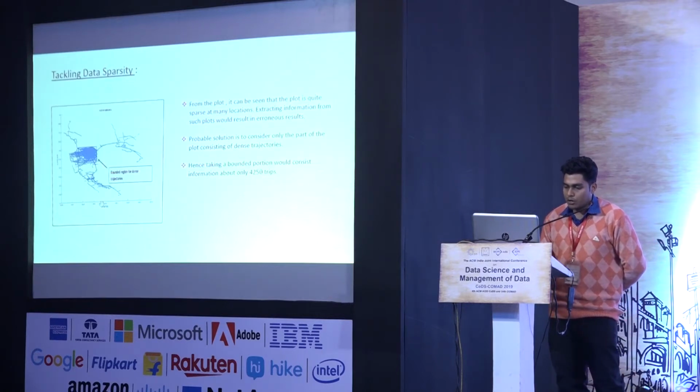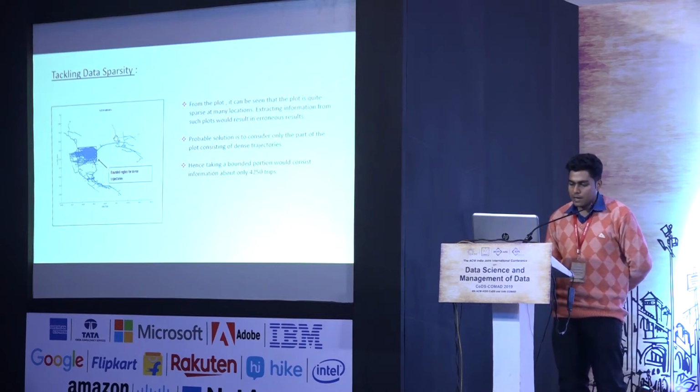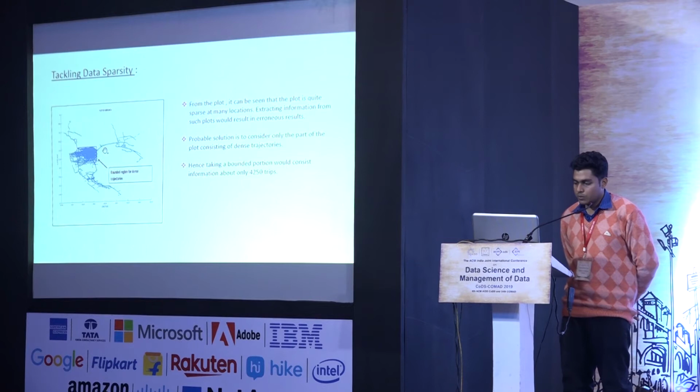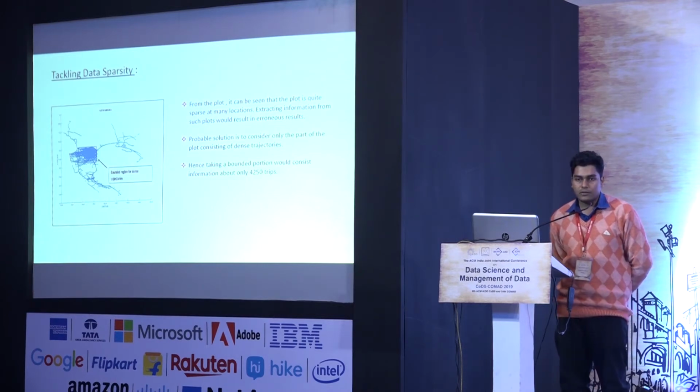So this is the plot. It's quite clumsy, but you can notice that it's quite sparse. So what I have done is taken only this portion, this bounded part, mainly to remove the errors. If you take the bounded part, you will get only 4,250 trips against the 14,500 trips.